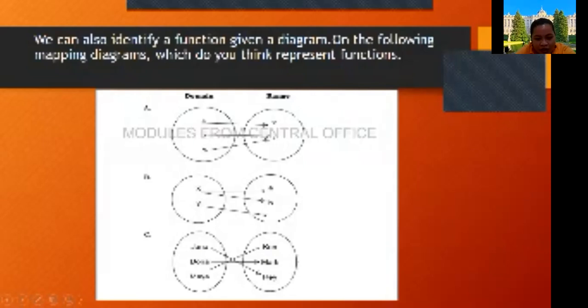Letter C, Jonah corresponds to Ray. Donna corresponds to Mark. And Maya is to Ken. So, wala nagbalik-balik. Therefore, letter C is a function.